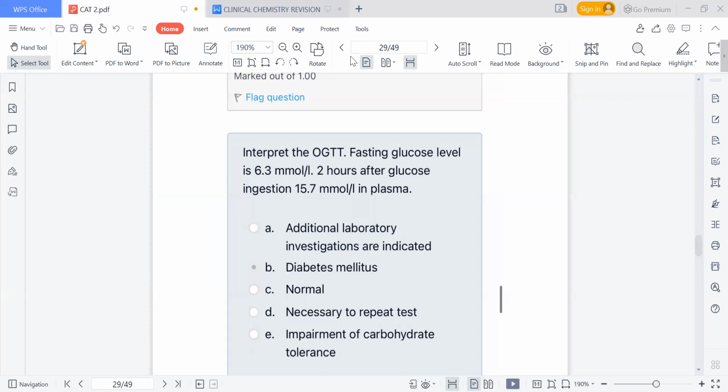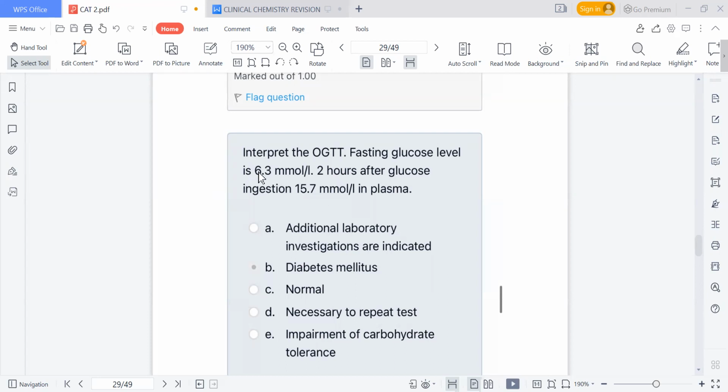Oral glucose tolerance test. Yes. Okay. So bearing in mind that for fasting blood glucose, the normal levels are 3.2 to 6.1, already this is increased. And for 2 hours after glucose ingestion, which is the OGTT, the expected normal levels would be below 7.8. So this is increased as well.